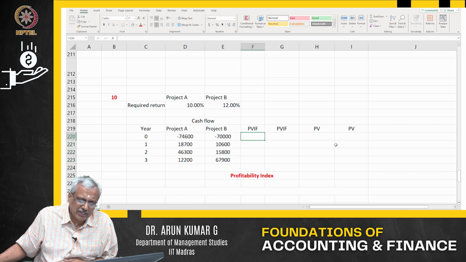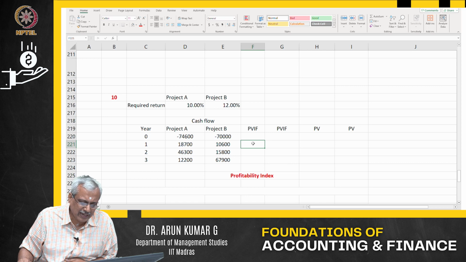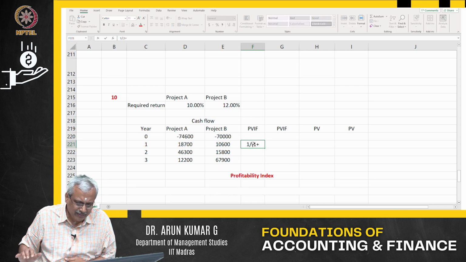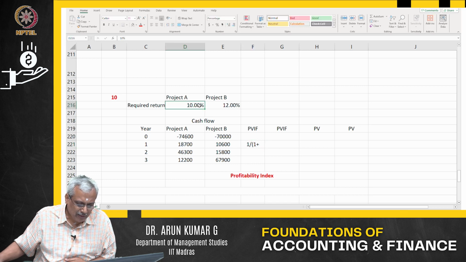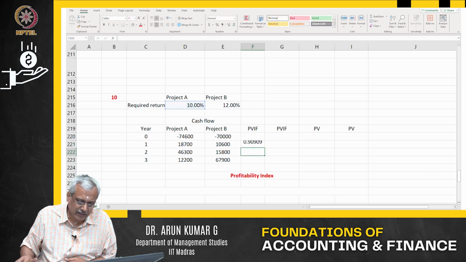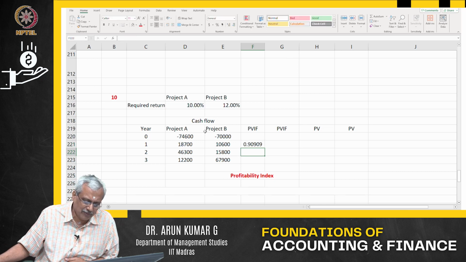What am I going to do? I'm just going to calculate the present values of the cash flows out there. You can have a present value figure put out there. That is, 1 by 1 plus 10% out there. I can just do it. 1 plus, and then out here in this particular case, I can use this. And then give that figure out there, 0.99, that is the multiple.